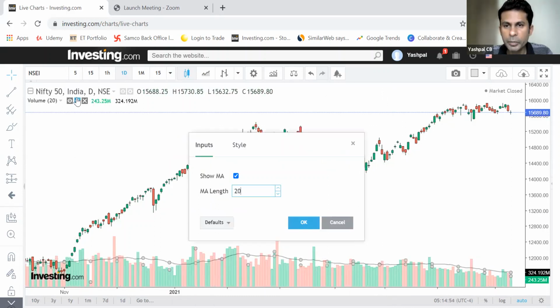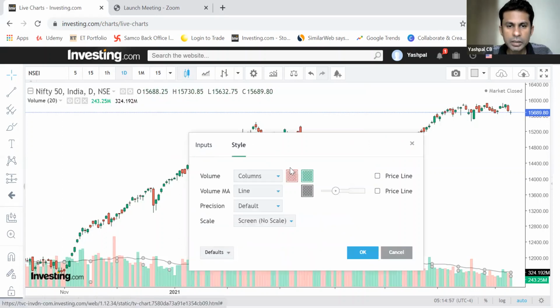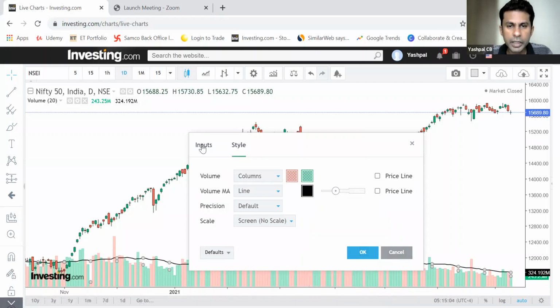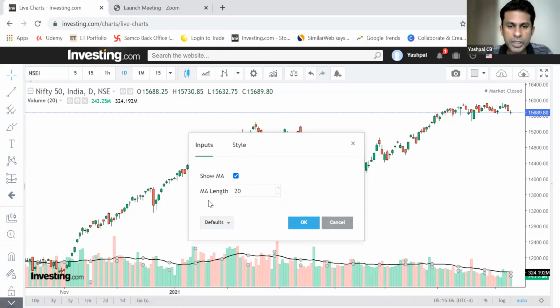I will go to format and just increase the brightness of the black color line. Here you can see this is actually volume. There will be a black line in the volume. It is actually a 20-day moving average volume.